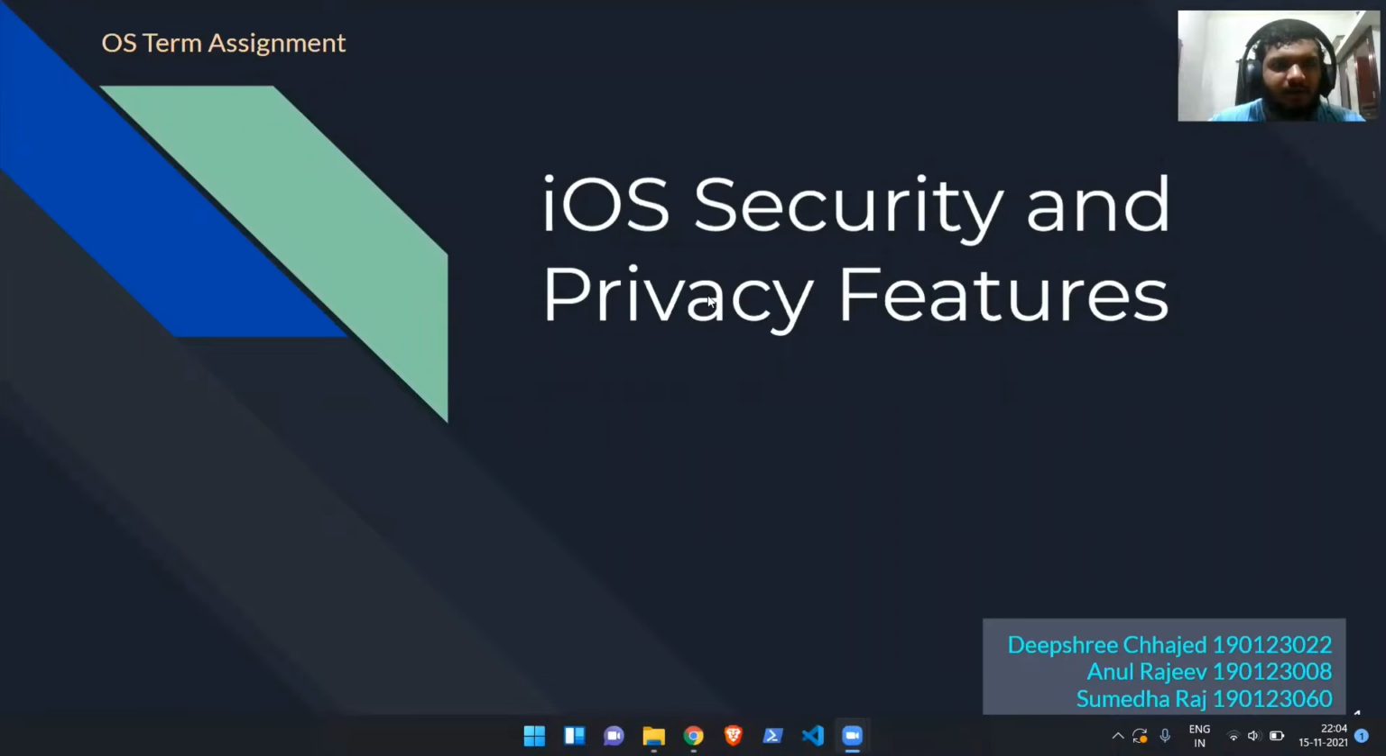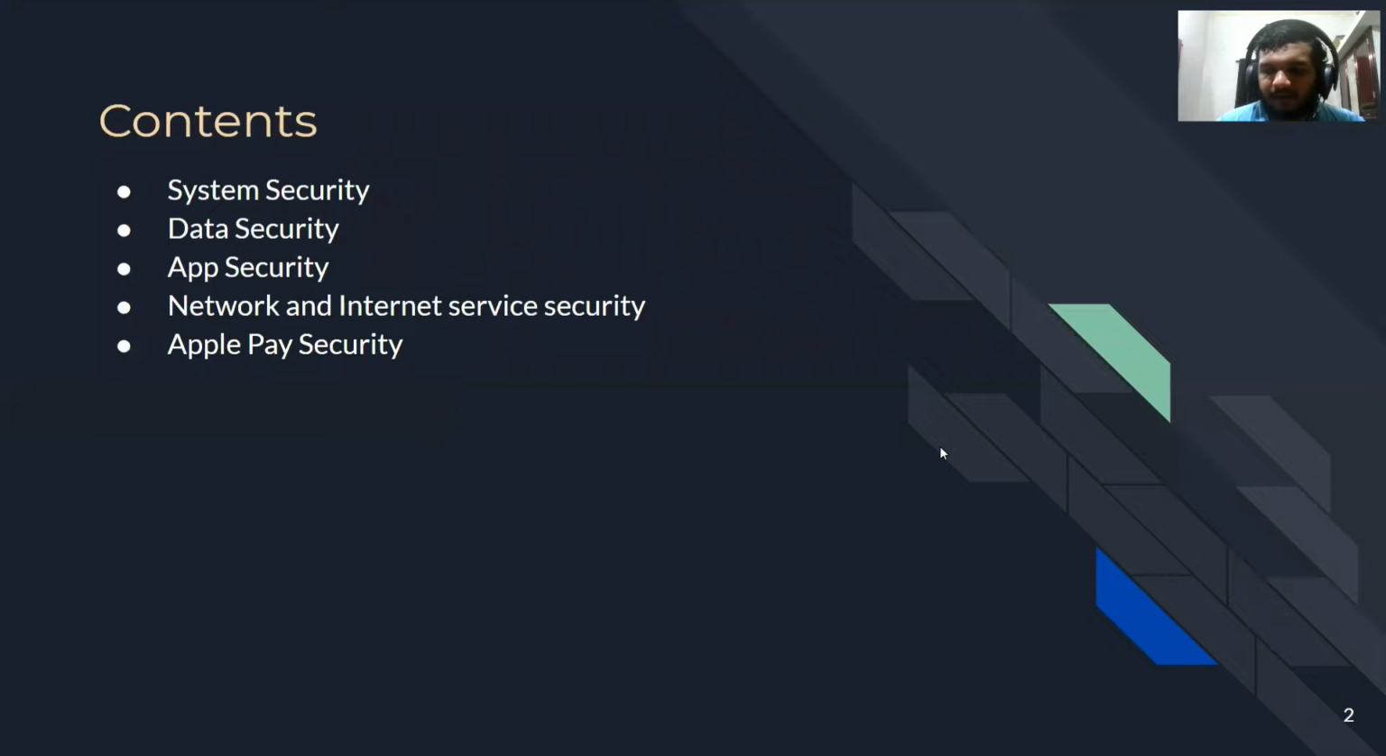Hi everyone. As part of the operating systems course assignment, we are going to make a presentation on the topic security and privacy features in iOS. We are a group of three, and you can see the group details over here. Now, moving on to the topic, we'll be basically covering the topics like system security, data security, app security, network and internet service security, as well as Apple Pay security.